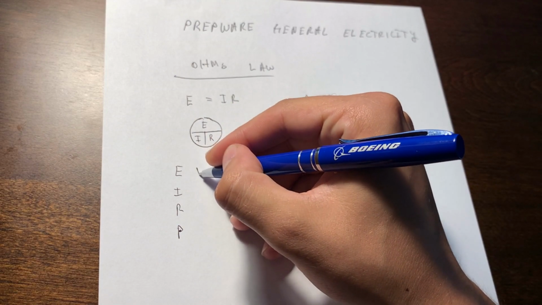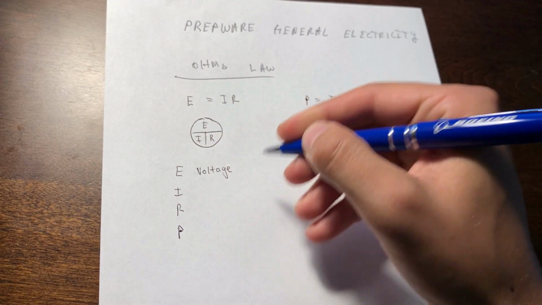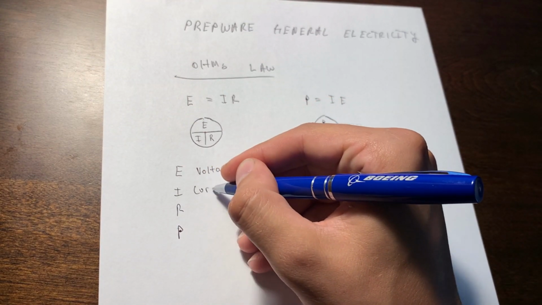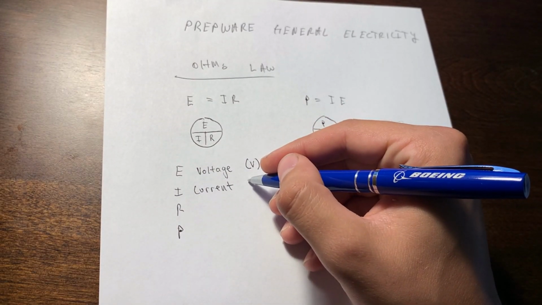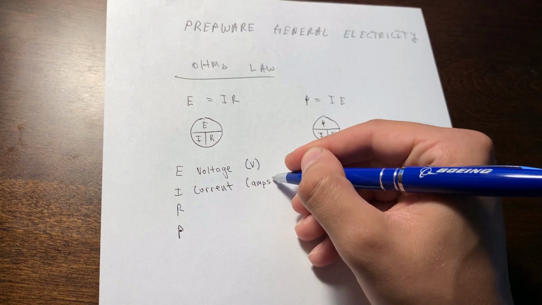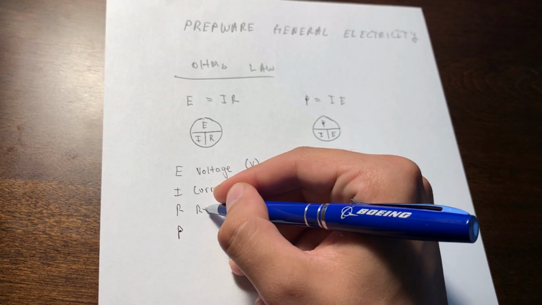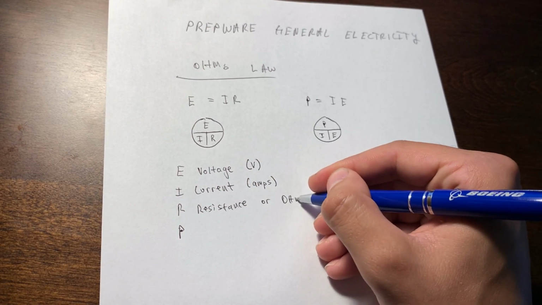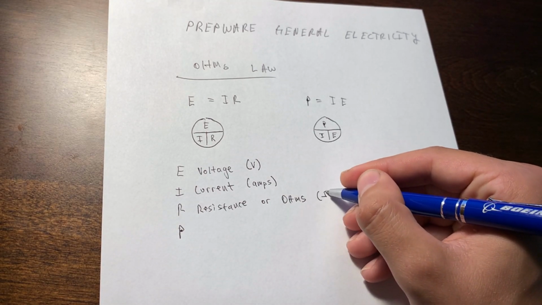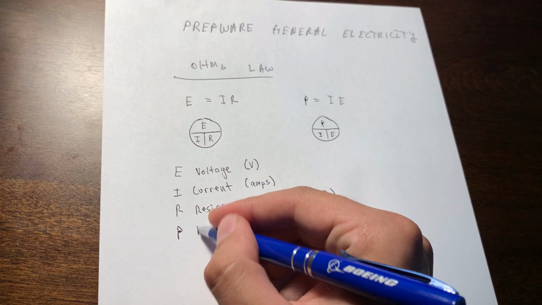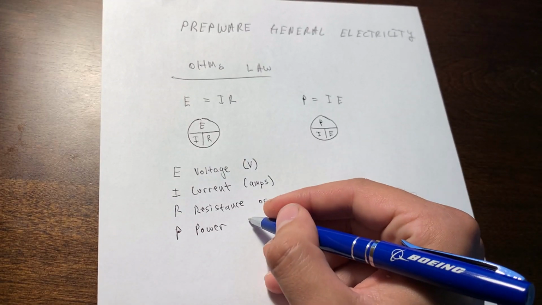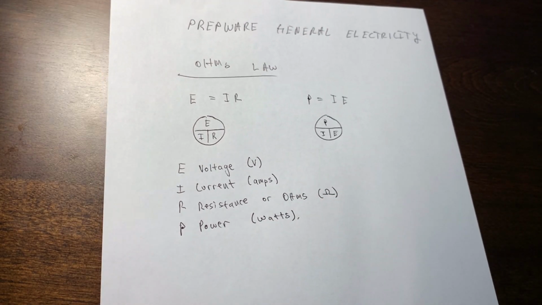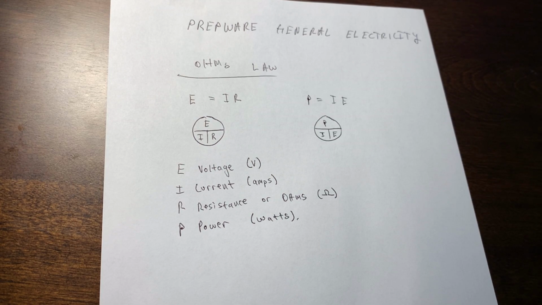The E stands for voltage, symbol V. The I stands for current, amps. The R stands for resistance, or ohms, symbol. The P stands for power, or watts. Let's start going over some questions.